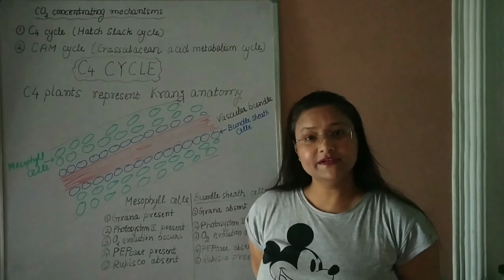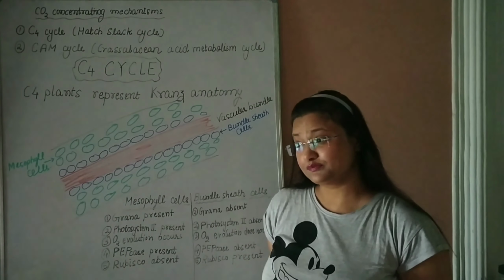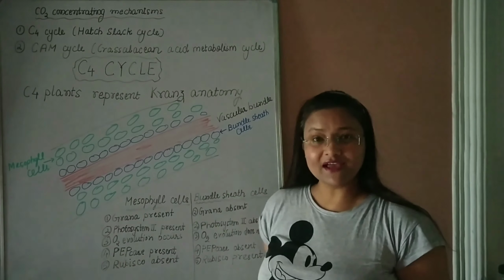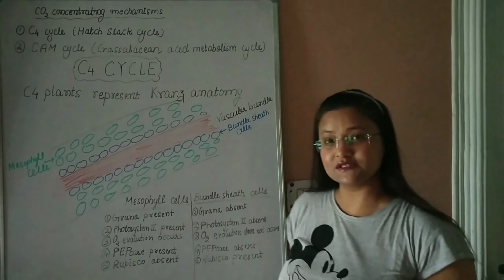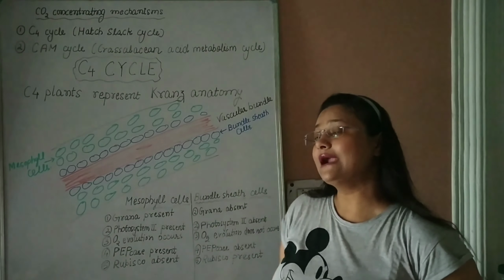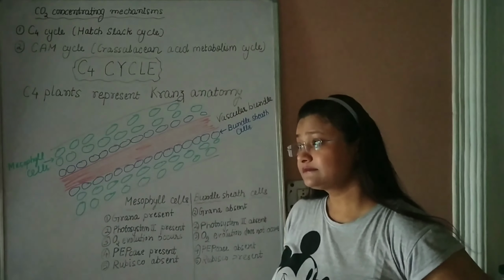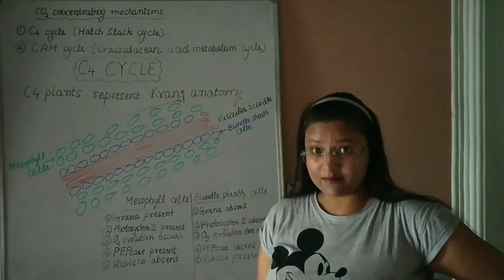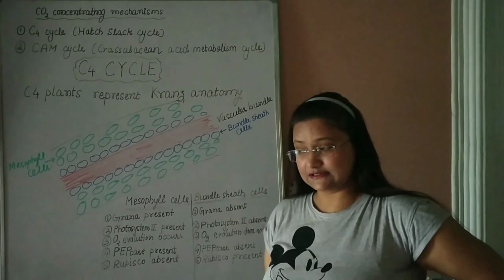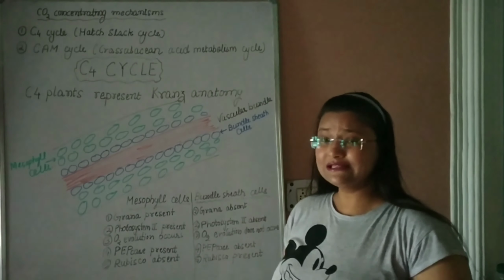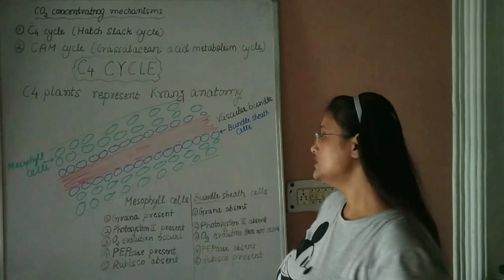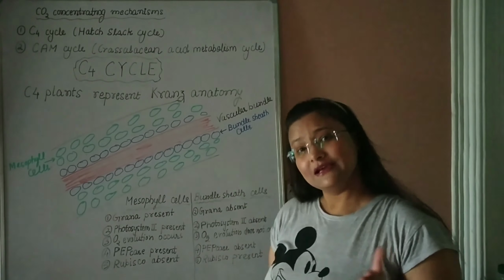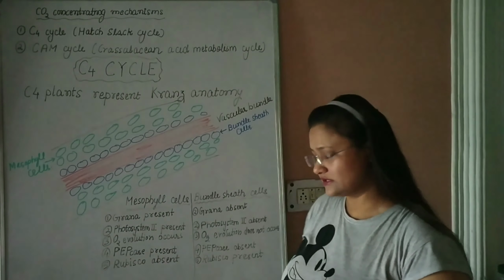So in the previous videos we have discussed C3 cycle, C2 cycle. C2 cycle is also known as photorespiration. So we learned that during photorespiration the plant undergoes a lot of loss of carbon which it actually fixes. So it is a kind of loss to the plant. So C2 cycle is operated only in C3 plants.